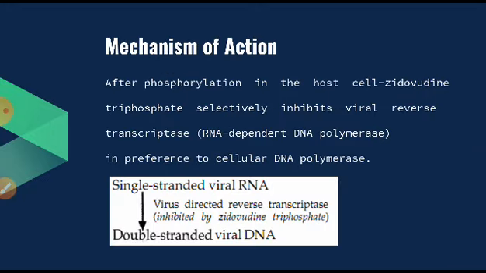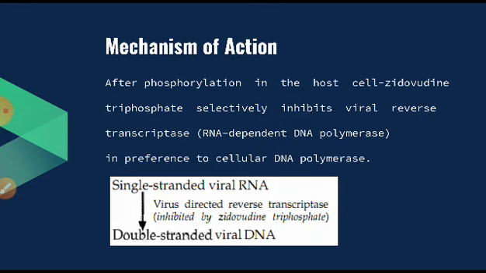If you see the mechanism, after phosphorylation in the host cell, zidovudine triphosphate selectively inhibits the viral reverse transcriptase enzyme in preference to cellular DNA polymerase. Means it's not binding with the cellular DNA polymerase. When I say cellular, it means the host. So here it's not targeting the host cell DNA polymerase, while it is targeting the reverse transcriptase of the virus.